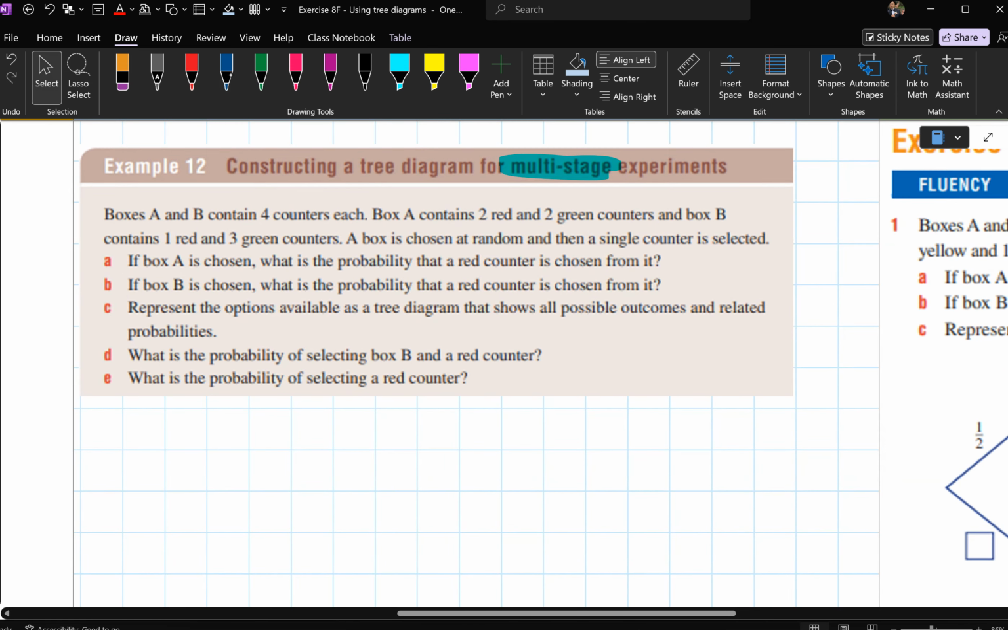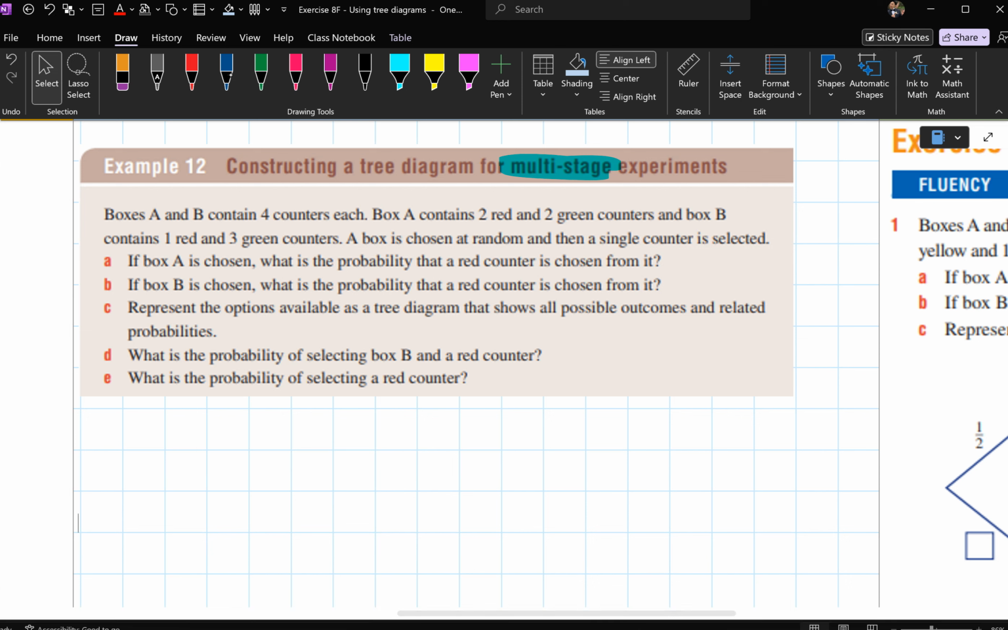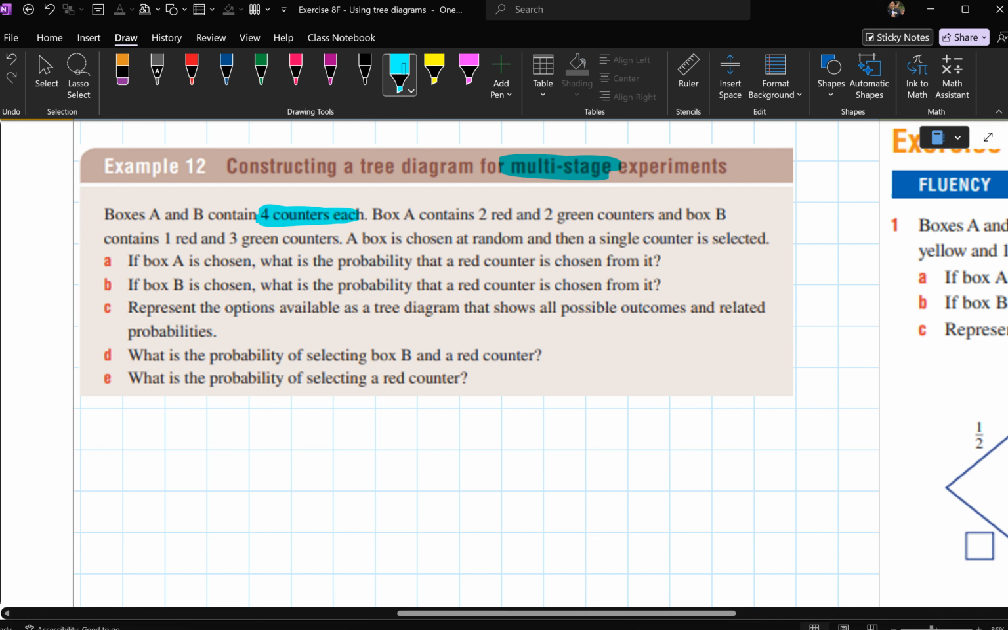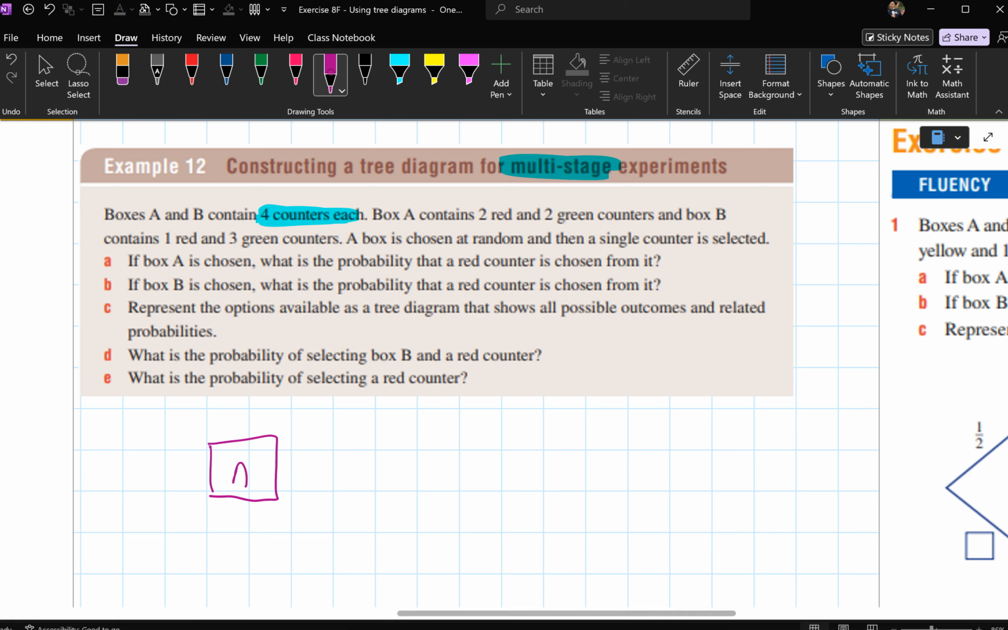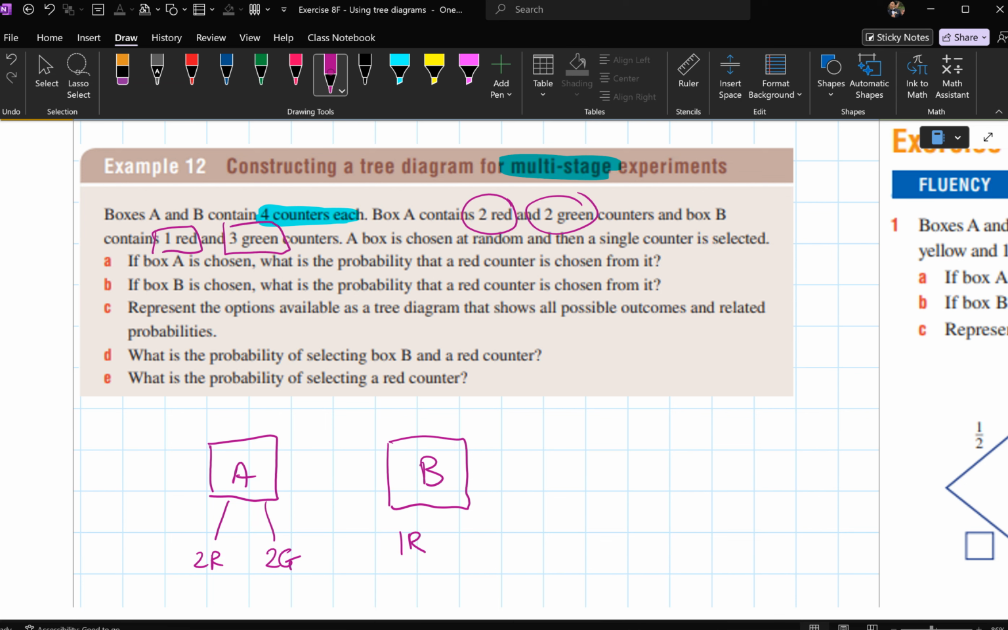So let's have a look at this multi-step. You got two boxes. You got box A and box B. Box A and B contain 4 counters each. So we know that there's a total of 4 counters. Box A, which I'm going to draw out so you can see, has 2 red and 2 green. So 2 reds, 2 greens. That makes up 4 counters there. Box B, on the other hand, has 1 red and then 3 greens. So those are my 2 options at the moment.